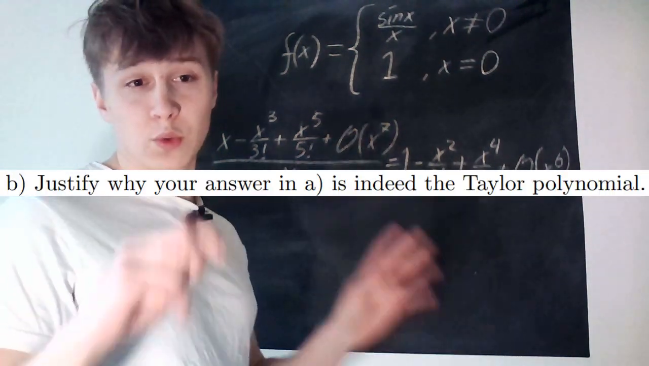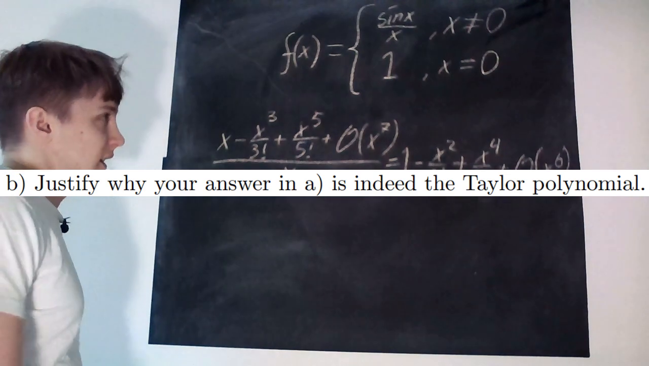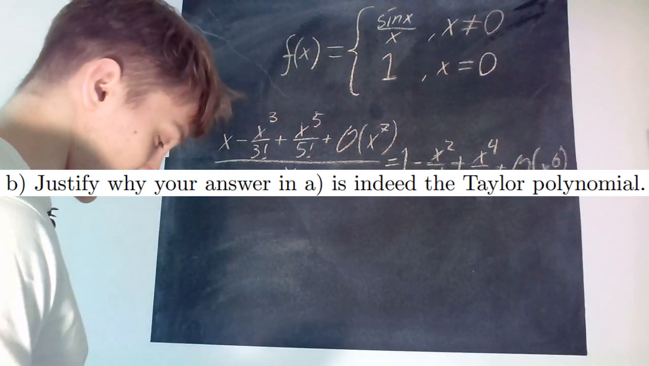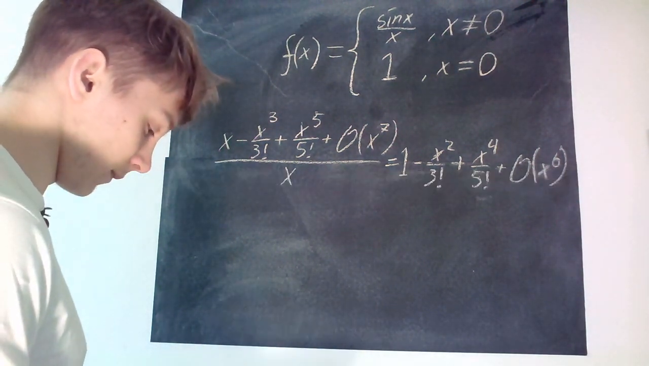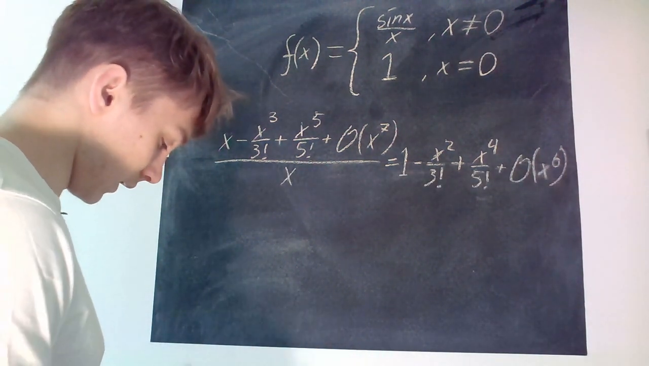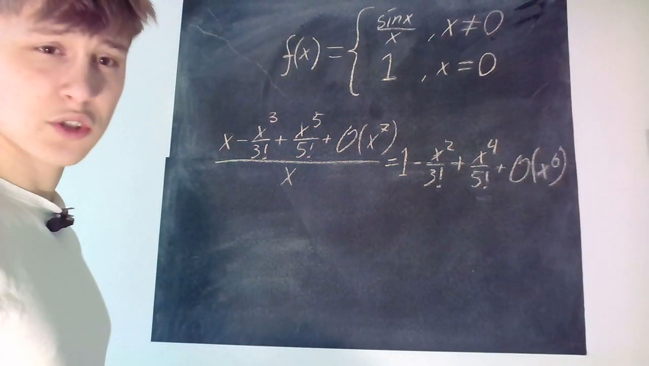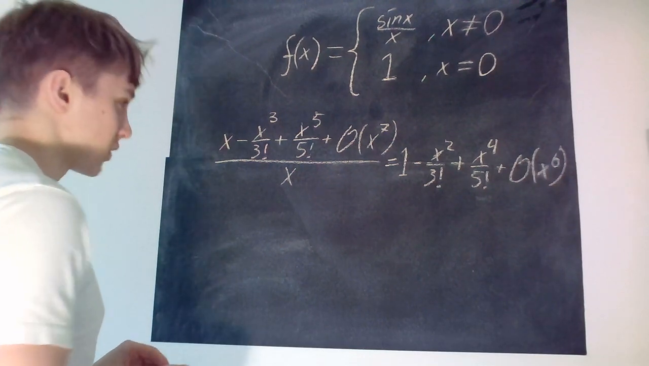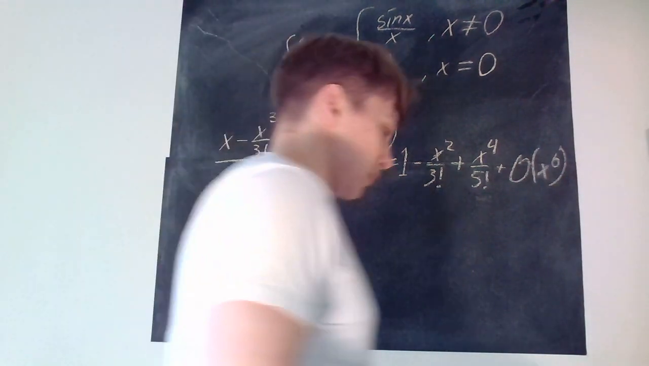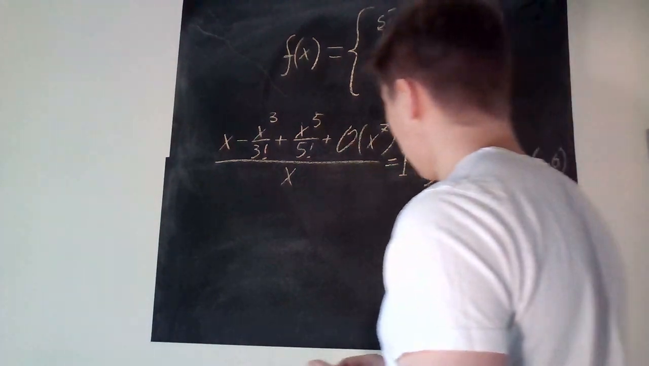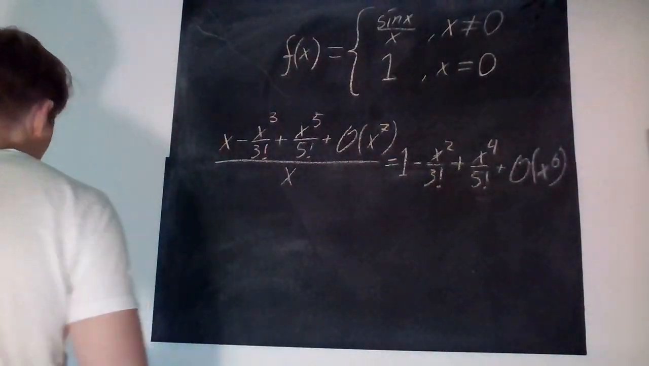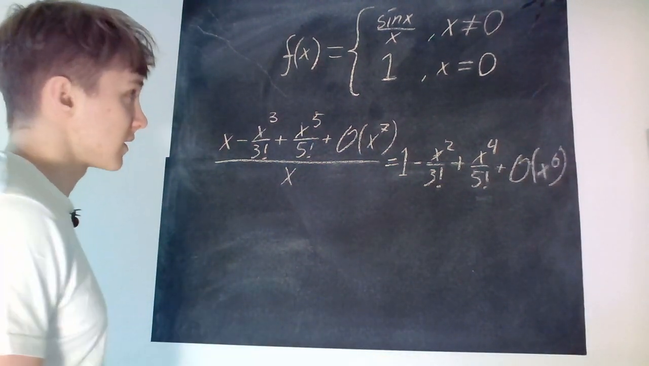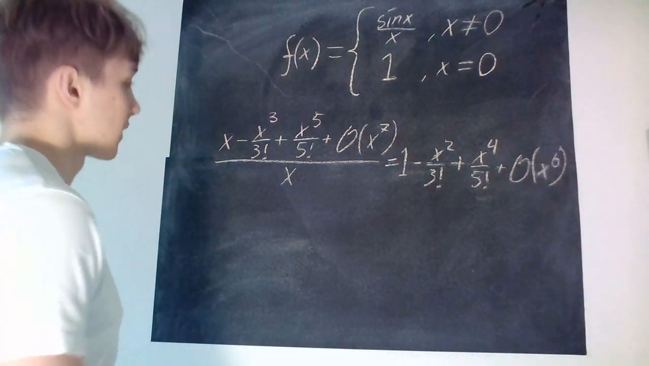And in B, we were supposed to justify. I've looked at the correct answers, and I just don't like the word justify in this sense. Exactly, we were supposed to justify why this is the Taylor polynomial of sine x over x at x equals 0. And to do that, we basically just need to state the uniqueness of the Taylor polynomial for sine.